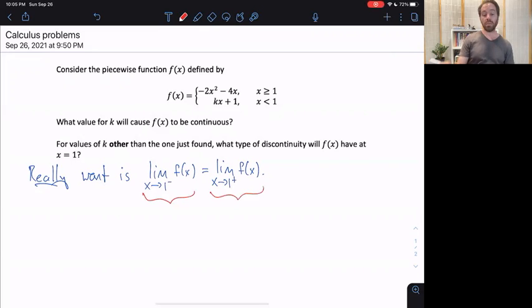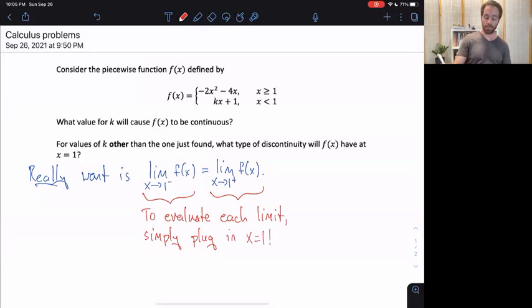It does immediately turn into plugging in 1 to evaluate each limit. Since the functions involved here are polynomials, simply plug in 1. Now I want you to think about it. For x greater than or equal to 1, which one of these limits does this correspond to?